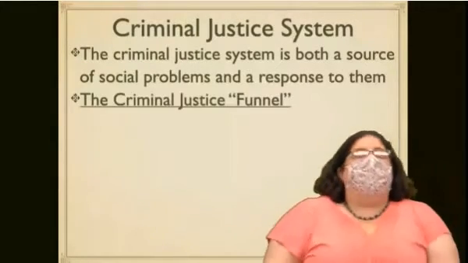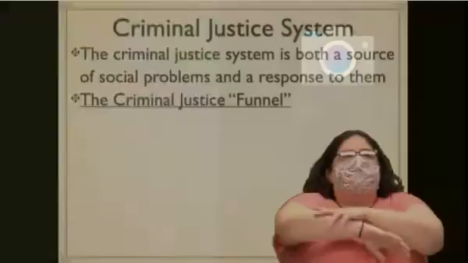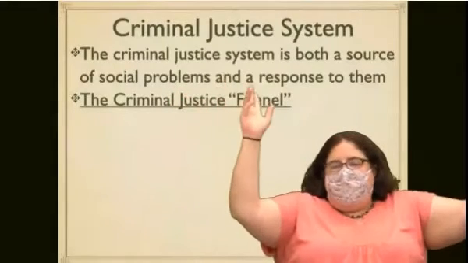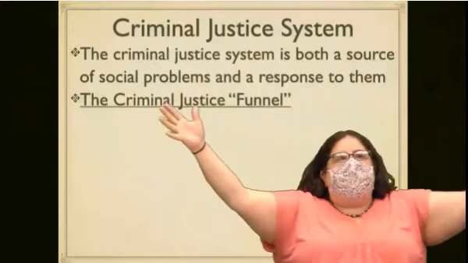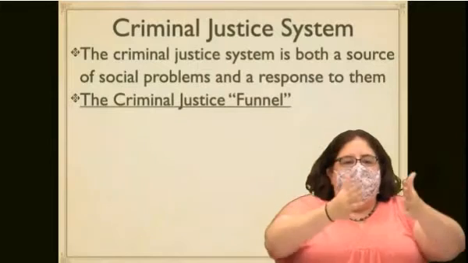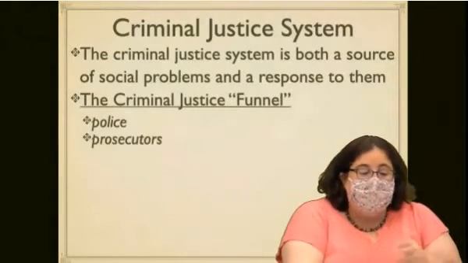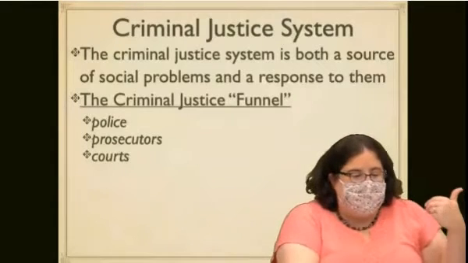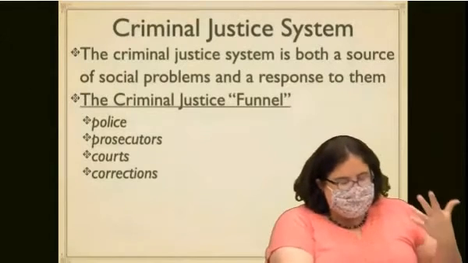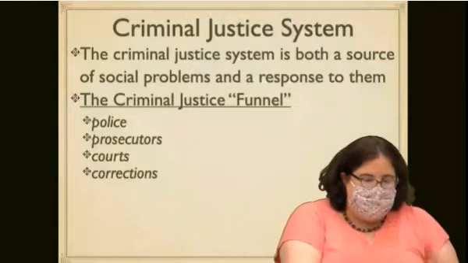The book describes something that they call the criminal justice funnel, which is the idea that if you look at all the crime that's committed in a day or a week or a month, right, that's a lot of stuff. And then at each stage of our criminal justice system, things get narrowed down like a funnel. So through the steps of the criminal justice system are things like police, prosecutors, courts, and corrections. And these are the four elements that we'll talk about in just a few minutes.